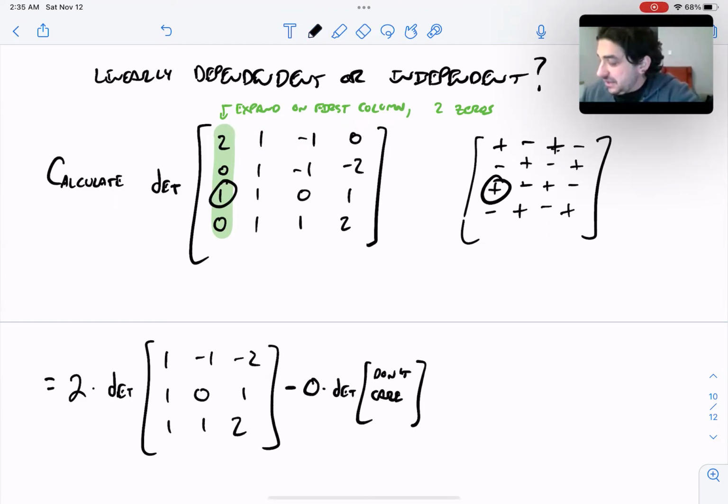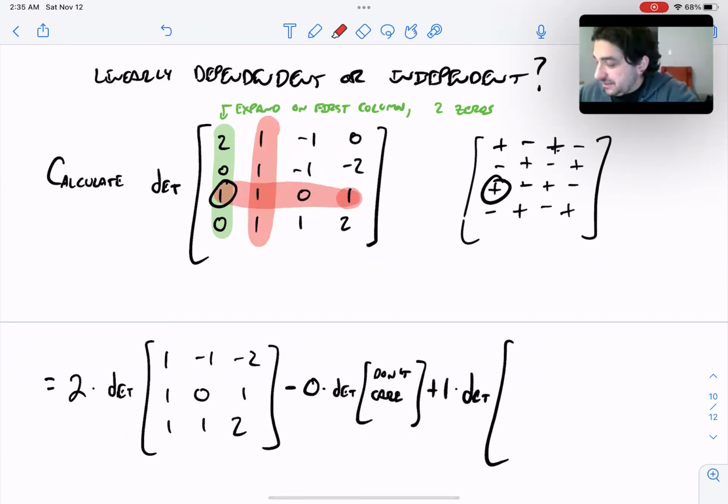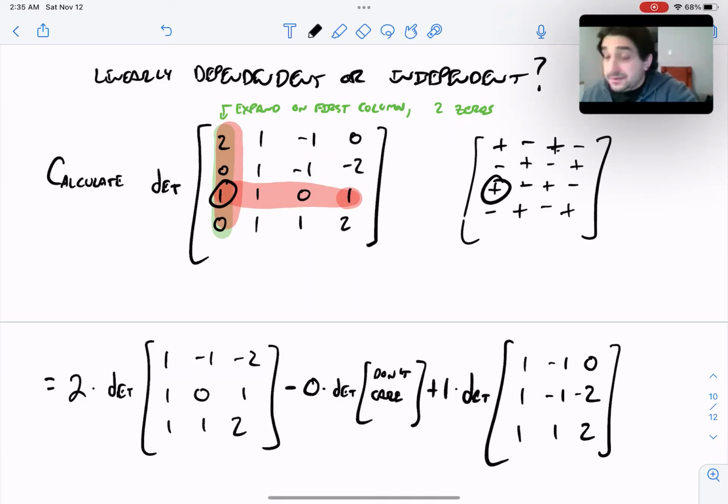Then we'll do 1. And I do plus, right? So +1. Okay, this one I care about. When you eliminate the row and column for 1, what's left? We write down the remaining entries. All right, there's the remaining 3x3 that corresponds to that entry 1.